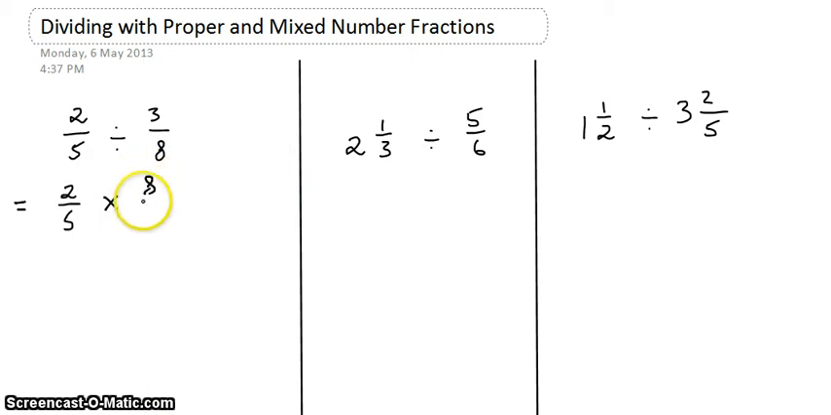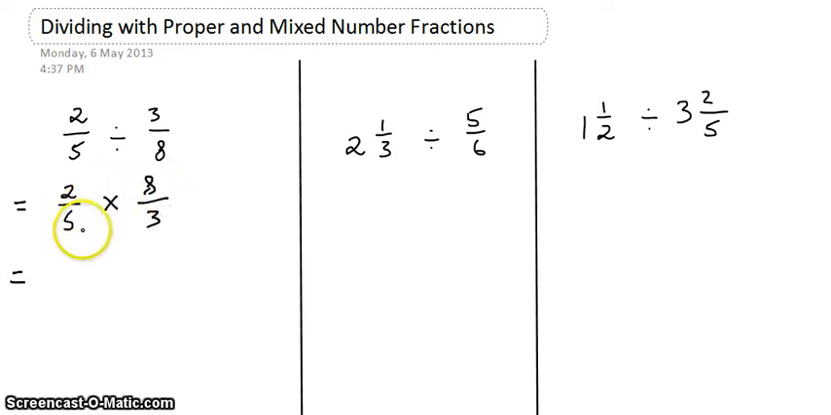Which means 8/3 instead of 3/8. Okay? Basically, 2/5 divided by 3/8 is the same as 2/5 multiplied by 8/3. Then we simply do our multiplication.